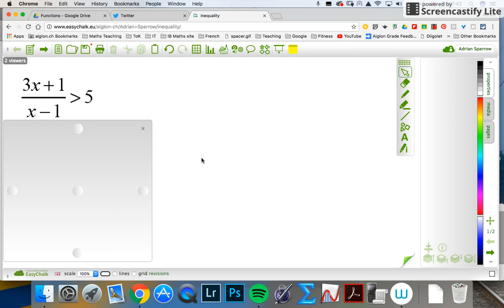Here's an inequality: (3x + 1)/(x - 1) > 5. What I'd like you to do is have a go at solving this, so you can pause the video and try to solve it. Okay, here's the solution, and this is the way most people do it.